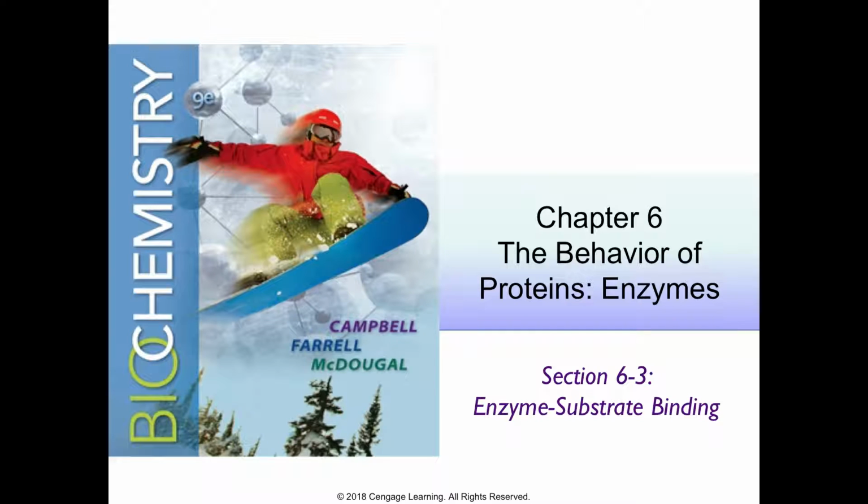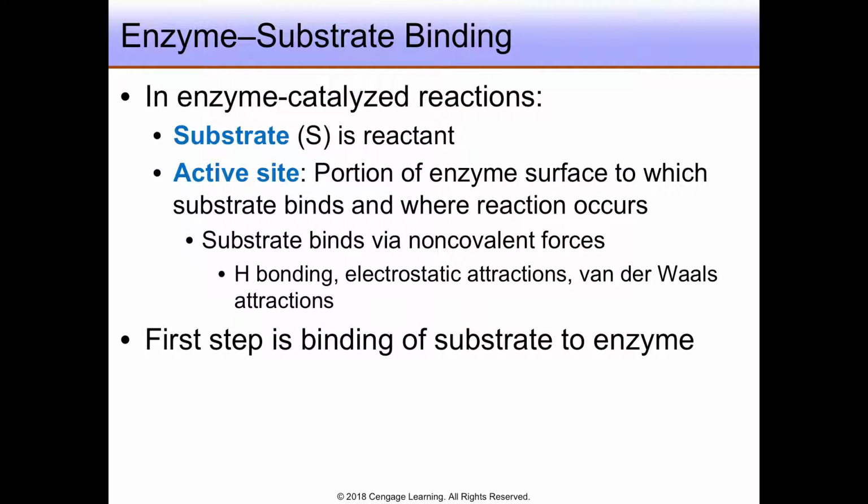In addition to their influence on reaction rates, another key feature of how enzymes work is the nature of their interactions with the substrates they bind. We refer to the reactant in an enzyme-catalyzed reaction as the substrate. The portion of the enzyme to which the substrate binds is called the active site. This is where the chemical reaction occurs.